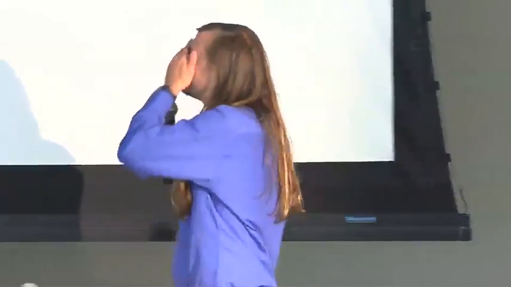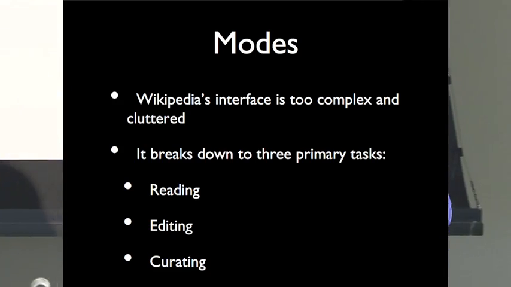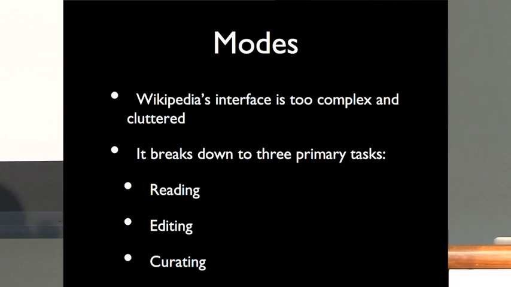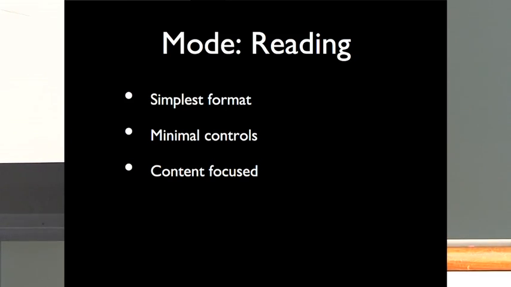And now we're going to talk about modes. So we have a really complex and cluttered interface. But when it comes down to it, people do three primary things. They either read, they edit, or they curate. So let's actually flip those around. Reading is very simple. It's just minimal controls. You really don't need half of the controls that Wikipedia has unless you're logged in or you're intending to edit. So why give them to you at that point in time? We're going to hold that off.